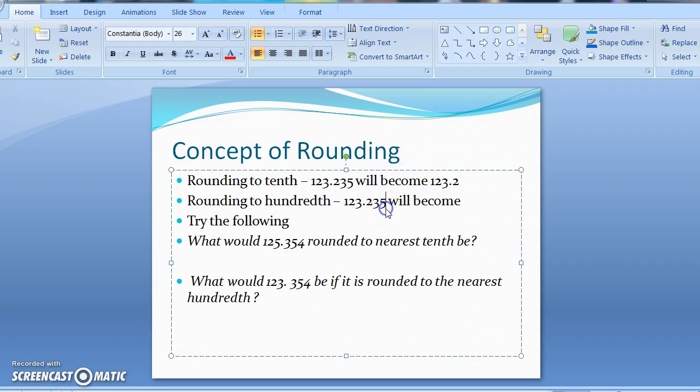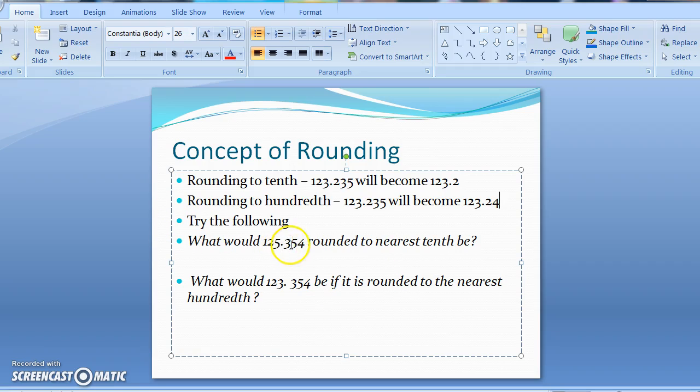Now look at the digit to its right. It is 5, and as the rule says, we're gonna round this up. So 123.24. Great. So I think this would again have clarified and refreshed your memory as far as the rounding principle is concerned. So let's try out the following.